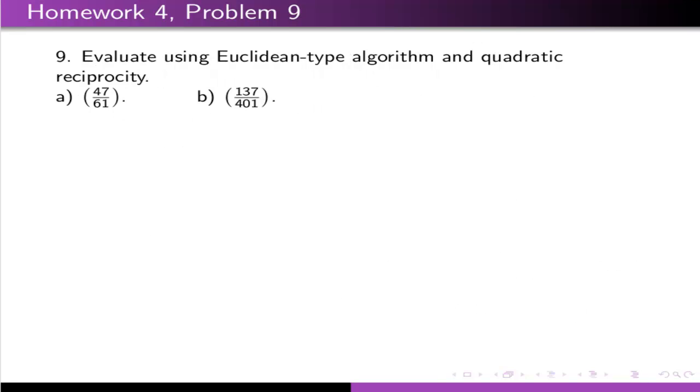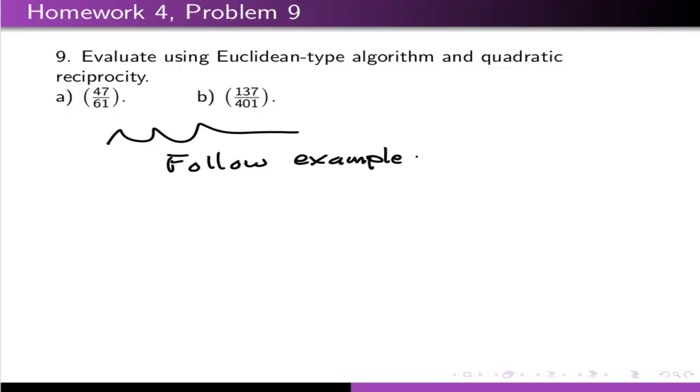Problem 9, we have a couple examples in the lecture notes. You can just follow the examples in the lecture notes on this. So you use quadratic reciprocity, and you can work with Jacobi symbols, so you don't even need to worry about whether we have primes in the top and bottom or not.